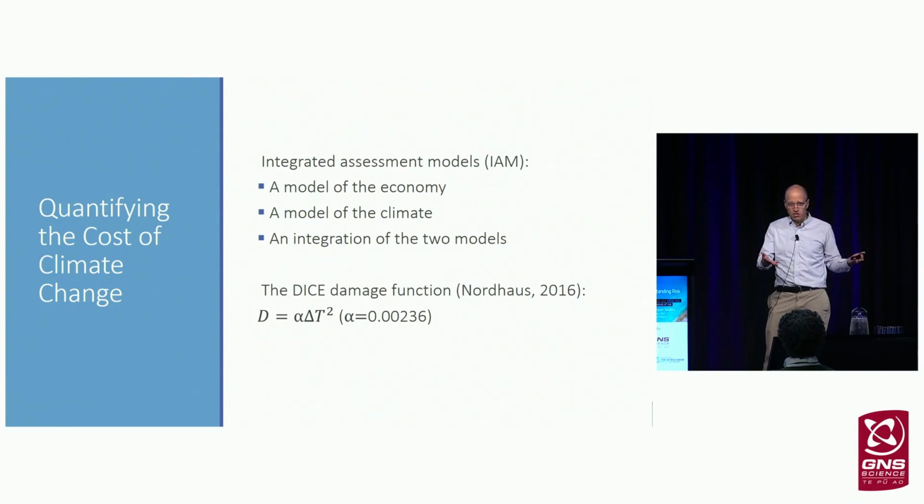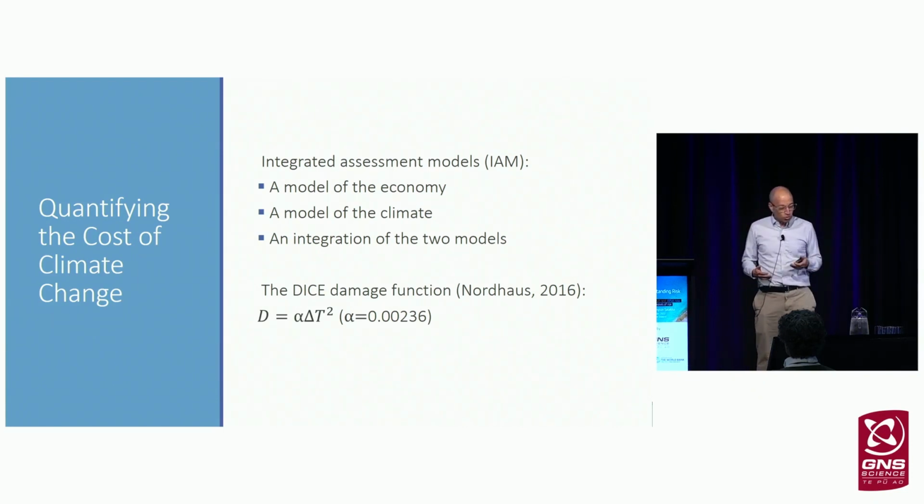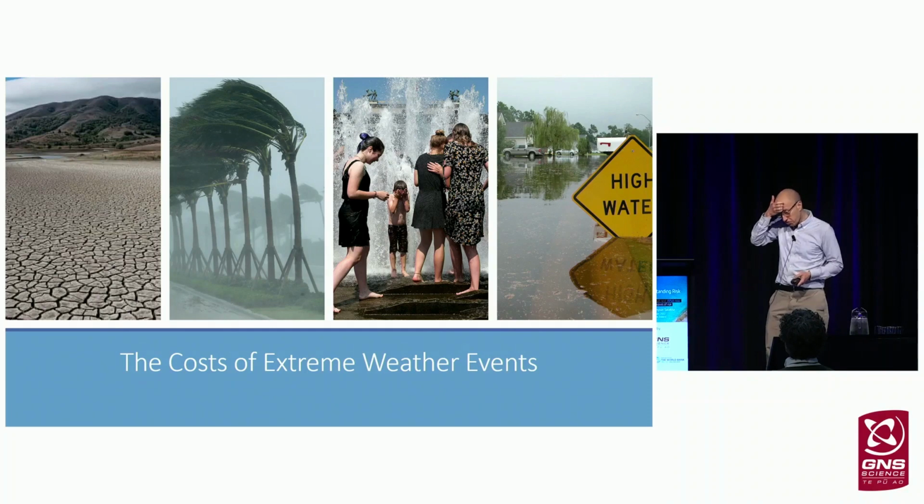So right now, the change in the average temperature relative to pre-industrial time is about 1.1 degrees. So it's just 0.00236 times 1.1 squared. We can all do that kind of calculation. That's as much as we go. That's the calculation in the integrated assessment model. Of course, there's some feedback that you need to account for from the climate to the economy, and the economy to the climate. But basically, that's the integration.